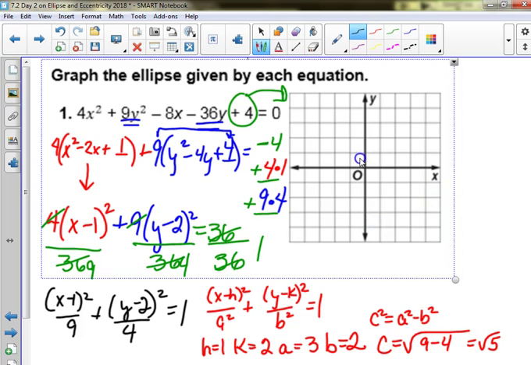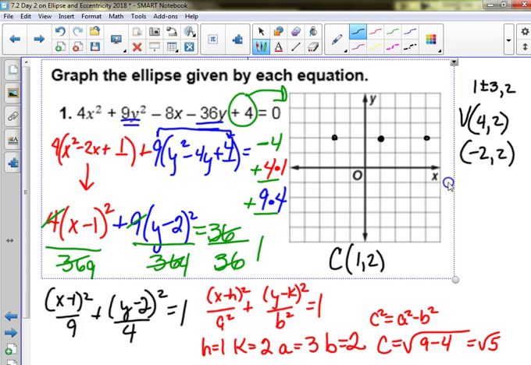All right, if I do this conceptually, I'm going to go to the center, which we need to write down at some point, which is 1, 2. And then I'm going to go out 3 in either direction, up, down, or left, right. The 3 was under the X, so it's left, right, which makes those vertices 1 plus or minus 3, comma 2. So we have 4, 2, and negative 2, 2. All right, the covertices, we're going where? In the Y direction, we go up and down 2. So that would be 1, comma 2 plus or minus 2, or just here and here. So that would be 1, 4 and 1, 0.